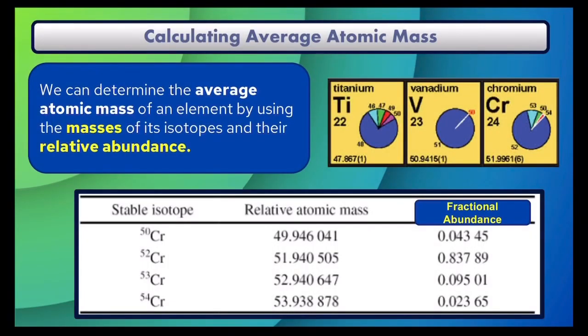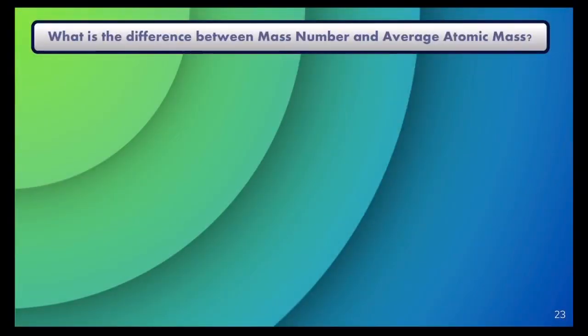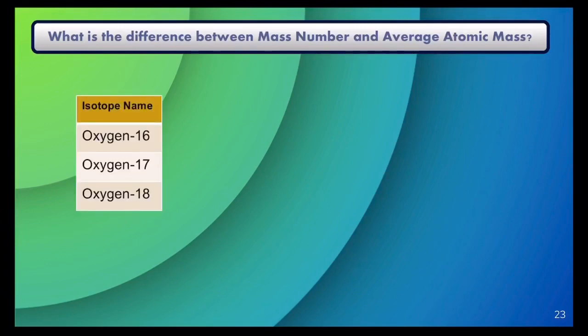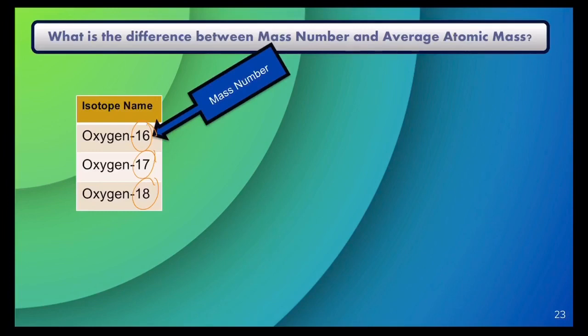So now that we've looked at chromium, let's now take a look at another example of how to calculate average atomic mass and also understand the differences between mass number and average atomic mass. So we're going to start by looking at isotopes of oxygen. So here we have oxygen 16, oxygen 17, and oxygen 18. So think to yourself, what do these numbers represent? These are the isotope names. What do those numbers represent in the isotope name? Hopefully you recognize them as the mass numbers of each isotope.